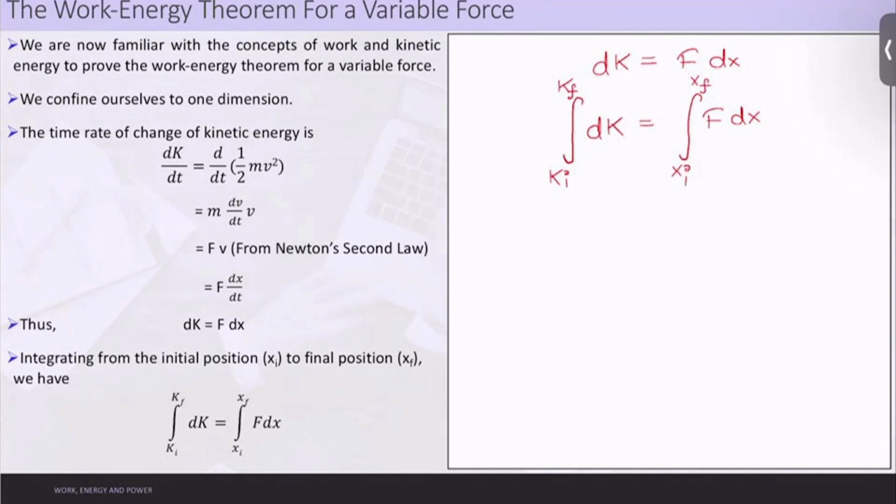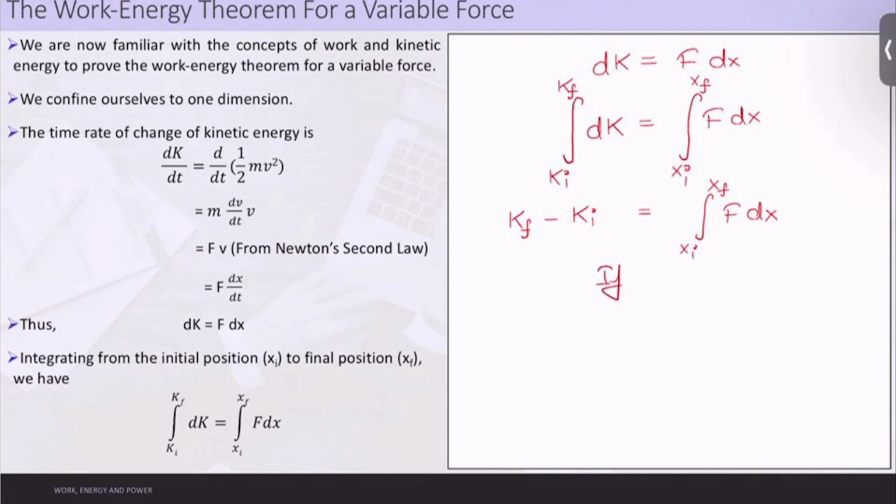Fine. This integration will simply be Kf minus Ki because there is nothing else here. It's nothing but the integration of 1, which gives the same value, K. Putting in the limits, we get Kf minus Ki. And this is equal to the integration from xi to xf of F dx. Correct? Now let us look at this equation very carefully.